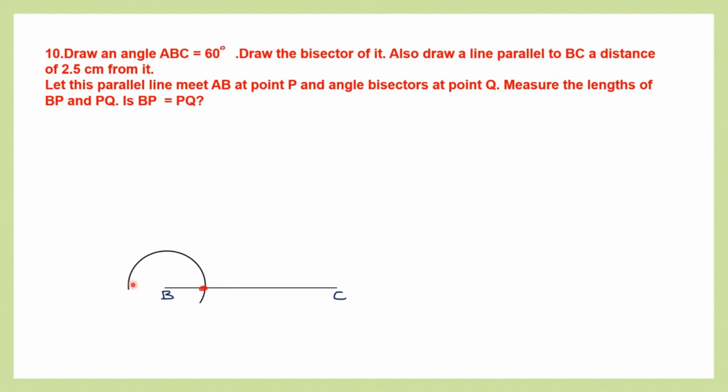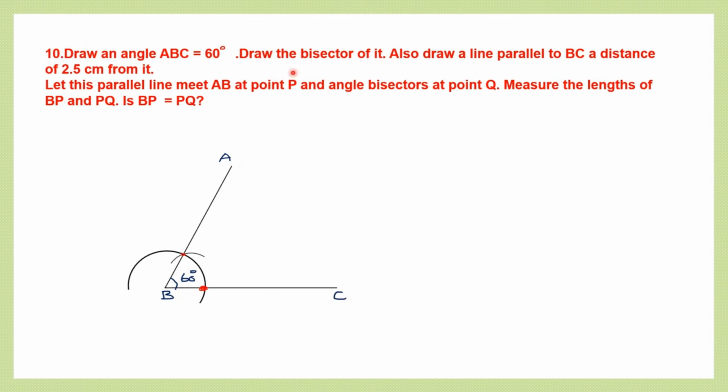We're going to cut this arc with another arc. So this is the arc, this is the 60-degree point. So from this point, we're going to draw a line starting from B. So here we have the line drawn. So this angle is 60 degrees. So we have A here. ABC is 60 degrees. So this is the first part of the question. Draw an angle ABC equals 60 degrees. So we have drawn an angle ABC 60 degrees.